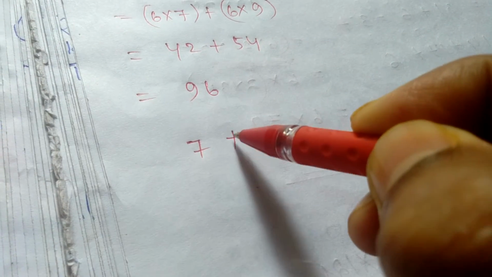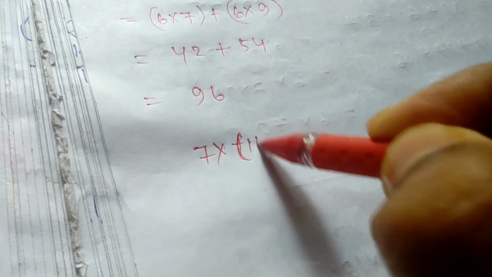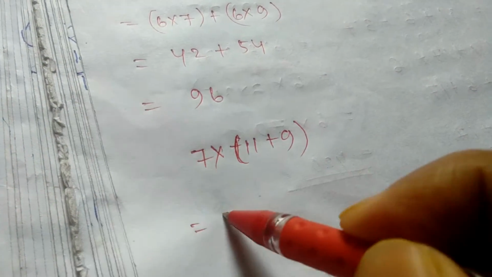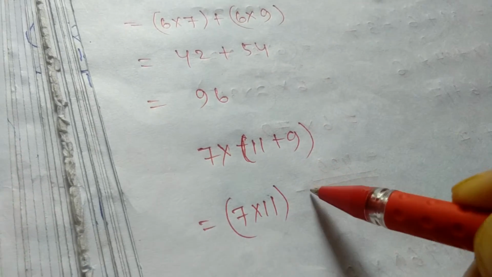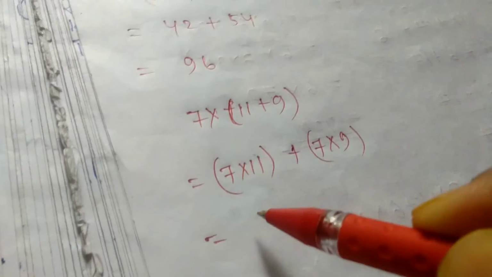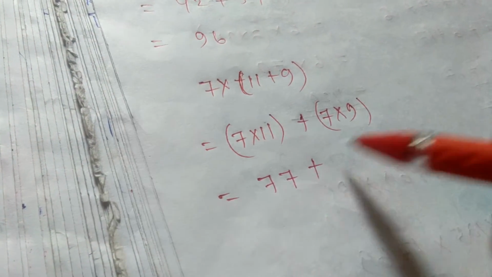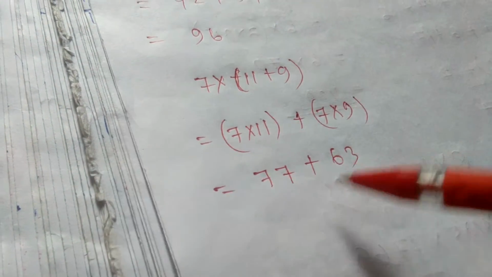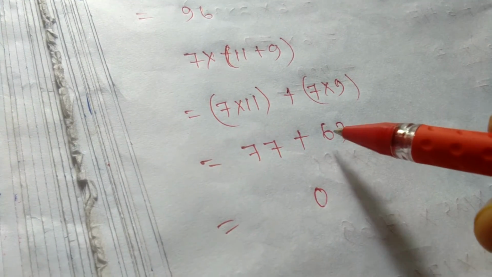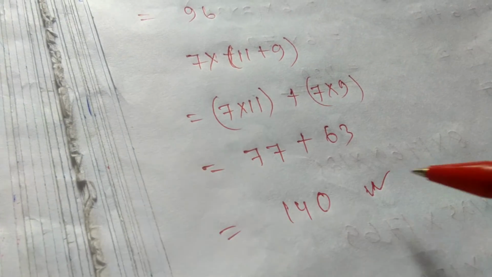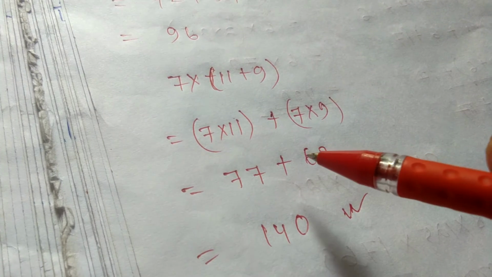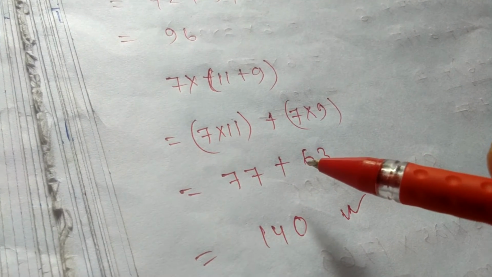Next, I am doing one more example, that is 7 into 11 plus 9. So 7 into 11 plus 7 into 9. 7 11s are 77 plus 7 9s are 63. So 7 plus 3, that is 0, carry 1. 7 plus 6, 13 plus 1, 140. So that is our answer. So these are some examples related with distributivity of multiplication over addition.